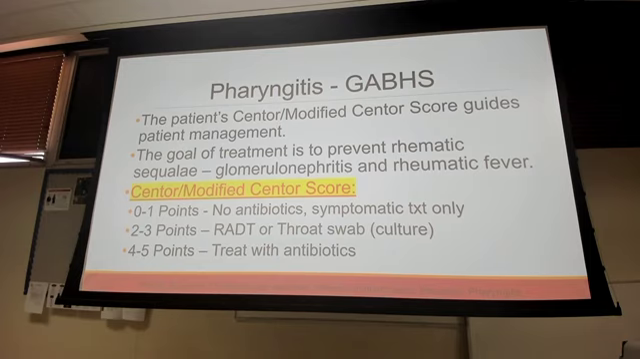Going into our treatment guidelines. So what we just talked about specifically for the modified Centor score. If we calculate the patient's score, if they're between 0 and 1 points, no antibiotics, we can just do symptomatic treatment. Can somebody give me an example of symptomatic treatment? Say it loud and proud. What was it? NSAIDs?